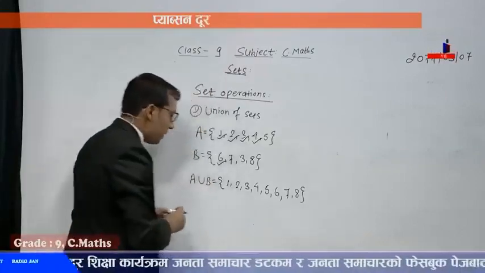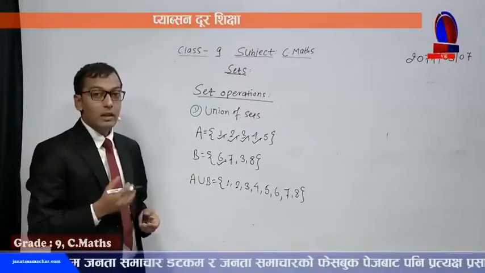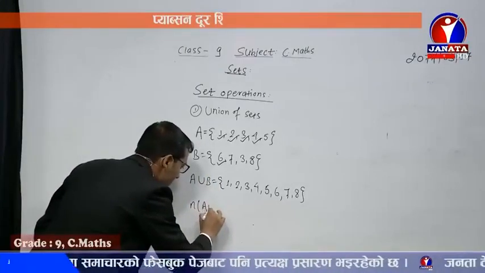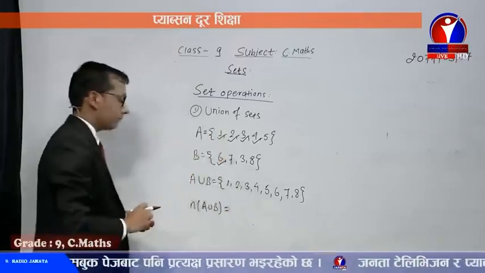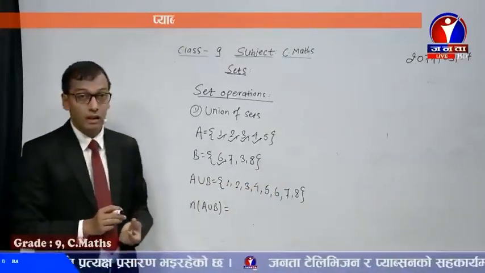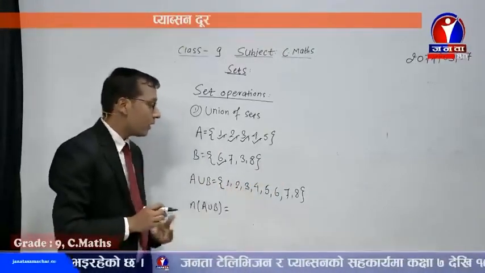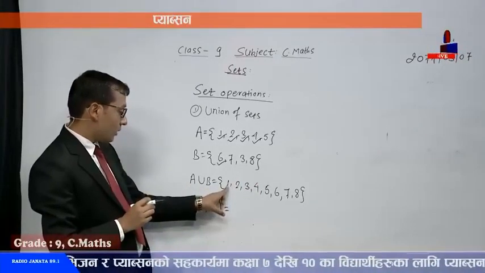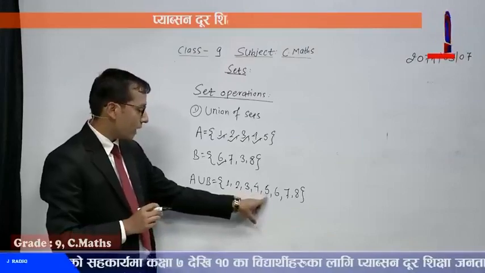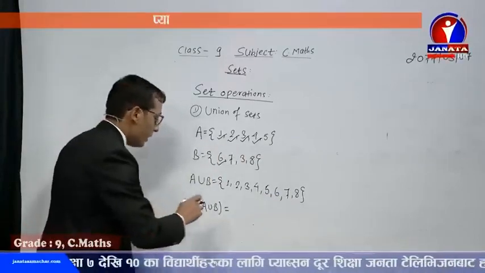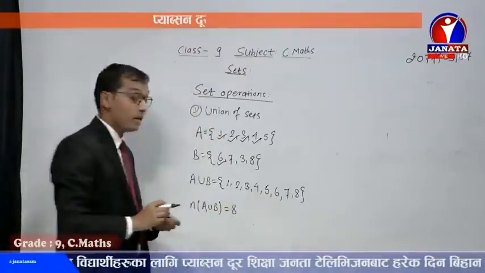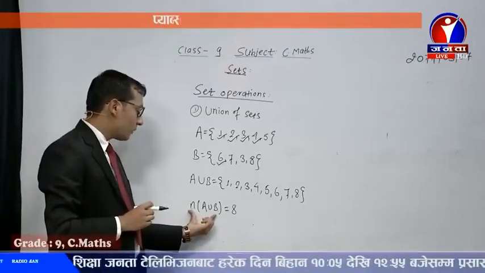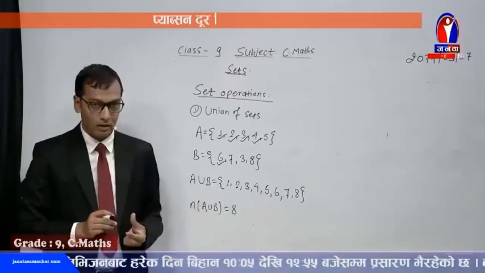At the same time, let me also tell you what the cardinal number of this set is. N of A union B: let's count how many elements are contained in the set A union B. 1, 2, 3, 4, 5, 6, 7, 8. We have 8 elements in A union B. So the cardinal number, n of A union B, is 8.